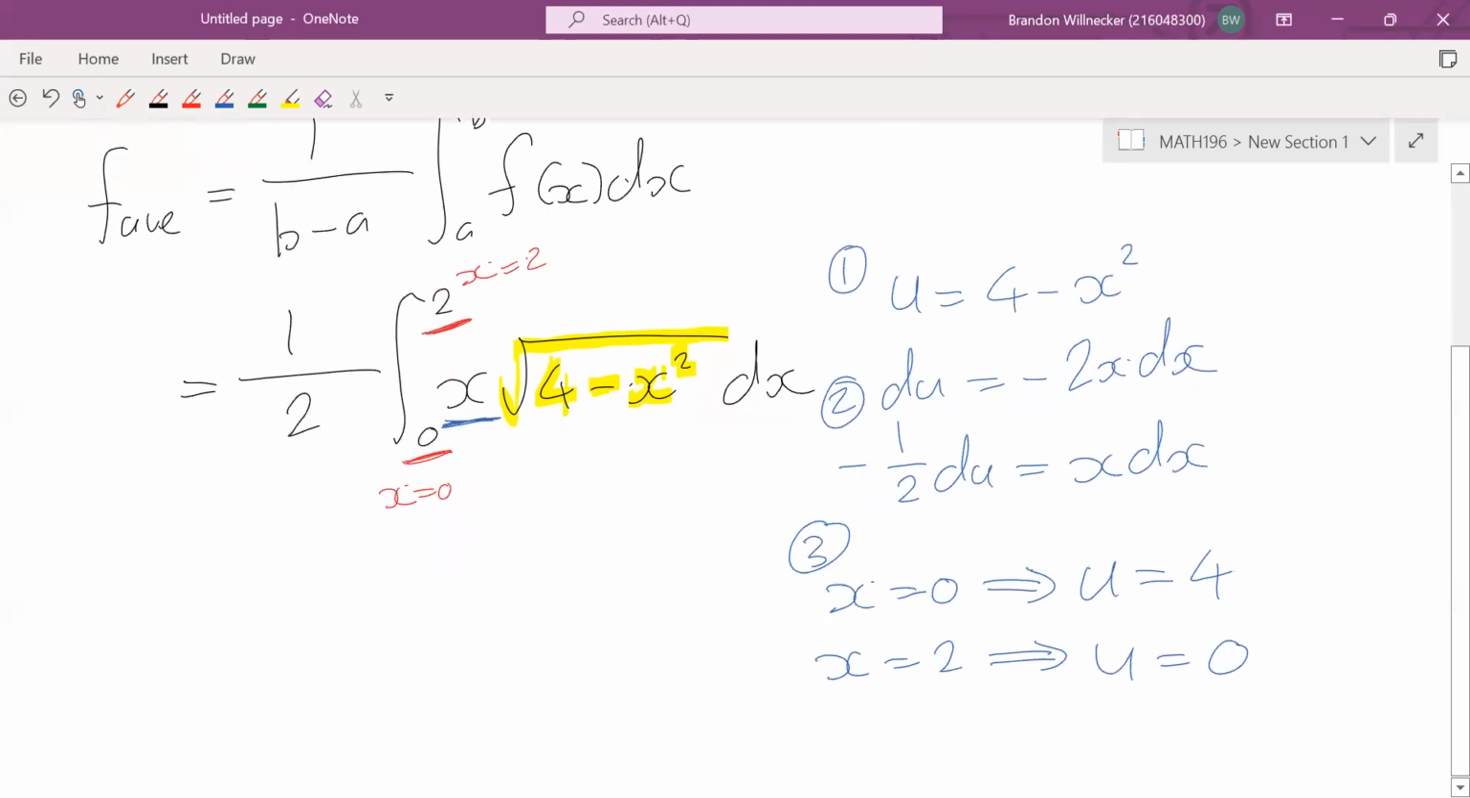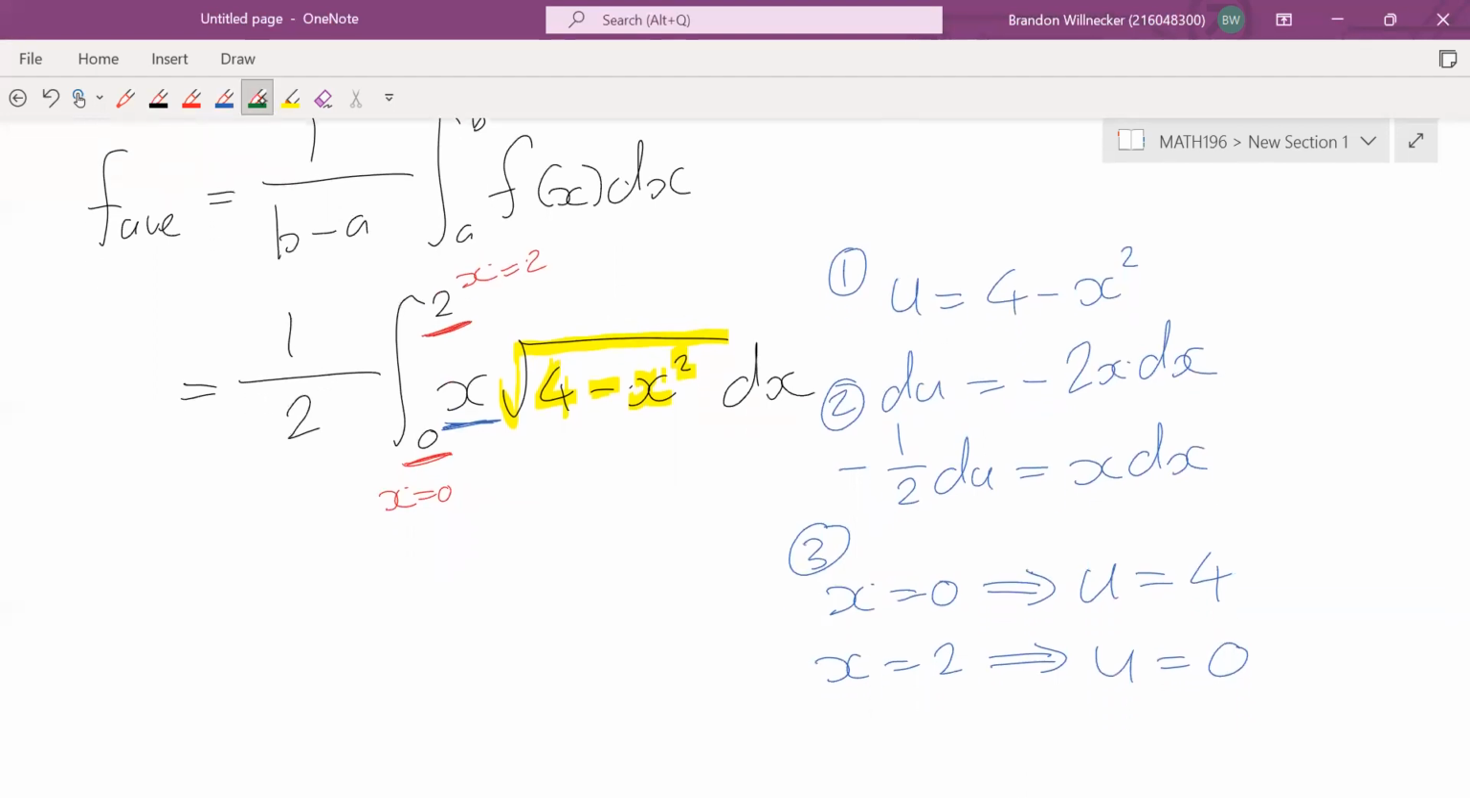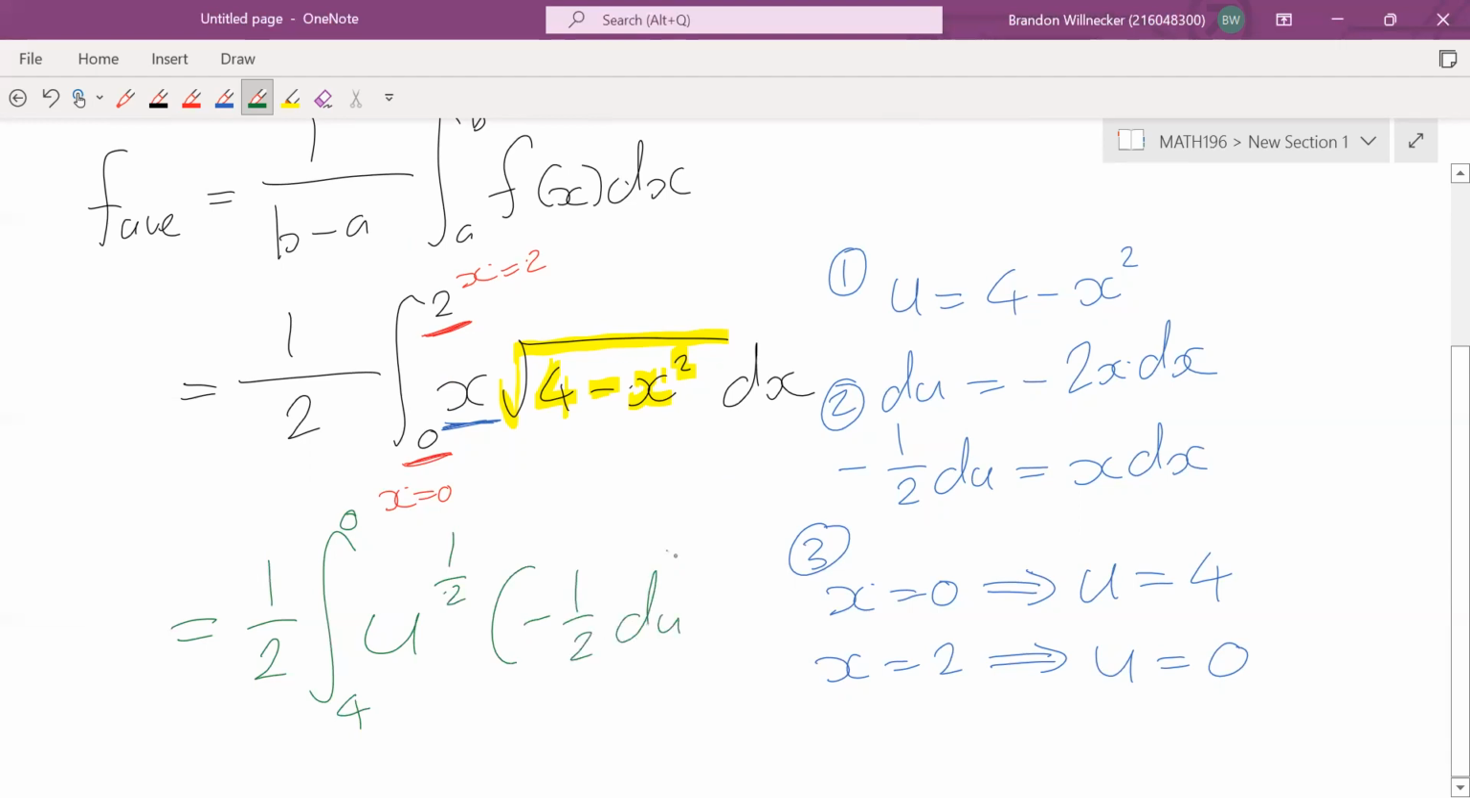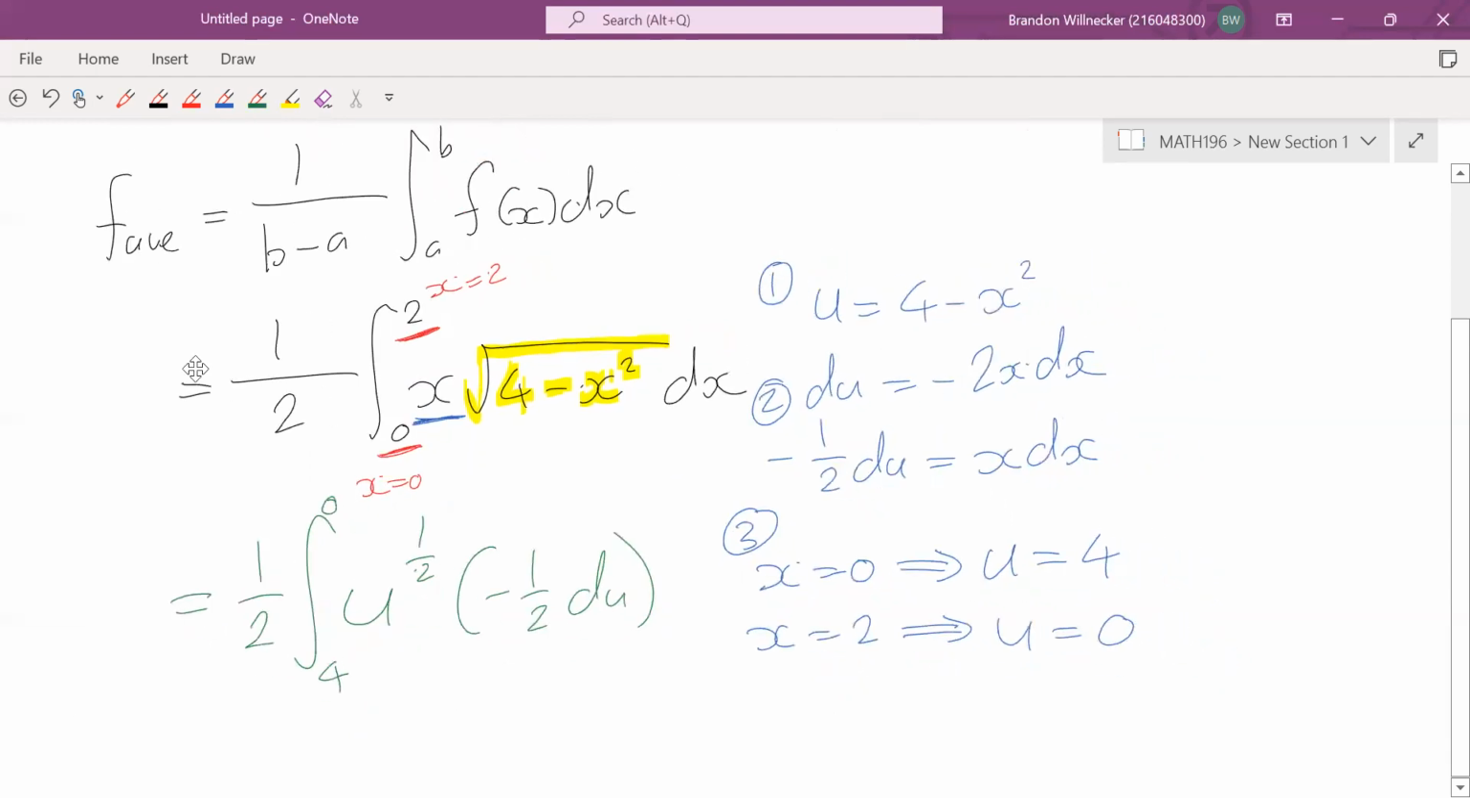Okay, so we've done our u substitution there. We've done the u substitution, so u equals 4 minus x squared. We found the differential du, and we changed the bounds. So now we get a new integral, 1/2 integral. The new lower bound is 4. The new upper bound is 0. And then we have the square root of u. So we can write that as u to the 1/2. And then x dx is minus 1/2 du. Okay, so that's just our new integral now.